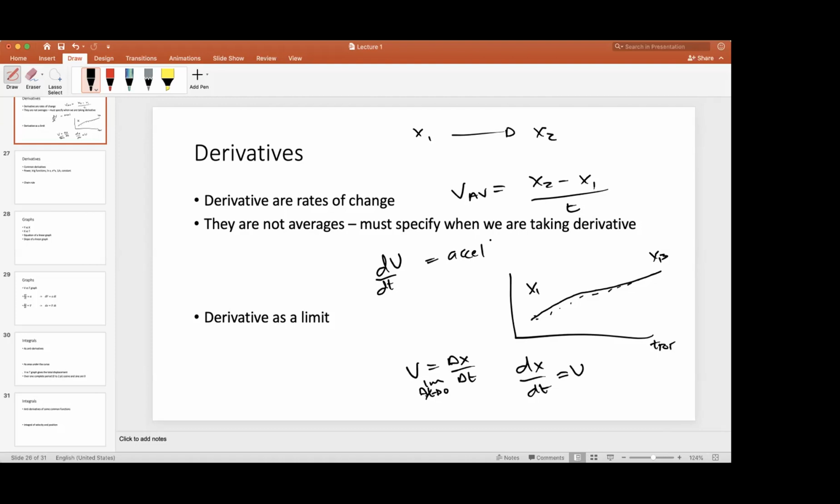But really, that's what we're doing. We're taking derivatives, which are rates of change. In this case, the change of position with time, the derivative of the position with time, is velocity.